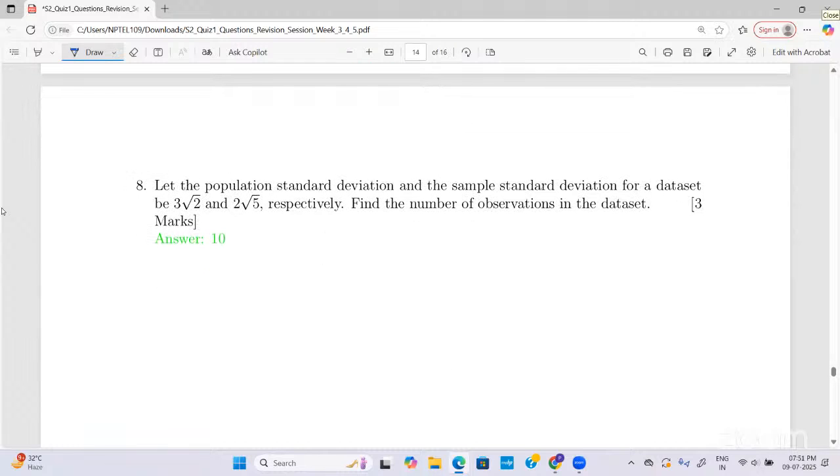Yeah, try to solve this question. Let the population standard deviation and the sample standard deviation for a data set be 3 square root 2 and 2 root 5 respectively. Then find the number of observations in the data set.